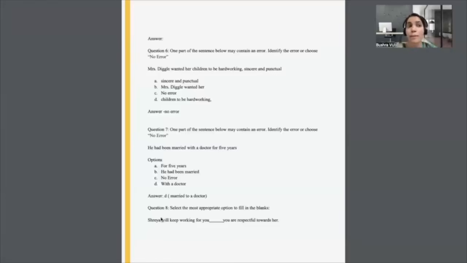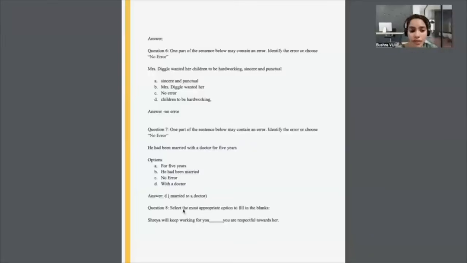No, you do not marry with a doctor. You marry to a doctor. You marry to someone, right? You get married to someone. To is the correct preposition that is to be used. So that's why this part of the sentence has a problem with the doctor. Answer is D. Because you get married to someone, not with someone.